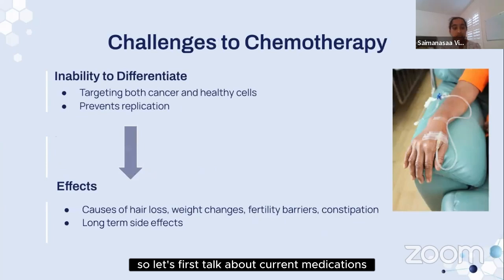So let's first talk about current medications: chemotherapy. Chemotherapy is used a lot, not only in glioblastoma, but also in many different cancers in general. The problem is its inability to differentiate between which one is a cancer cell and which one is a healthy cell. So that leads to a lot of problems. Although it minimizes the cancer cells, it's also deleting the healthy cells, which are actually good for you. The effects of that are that you can lose hair, have weight changes, fertility barriers, and constipation.